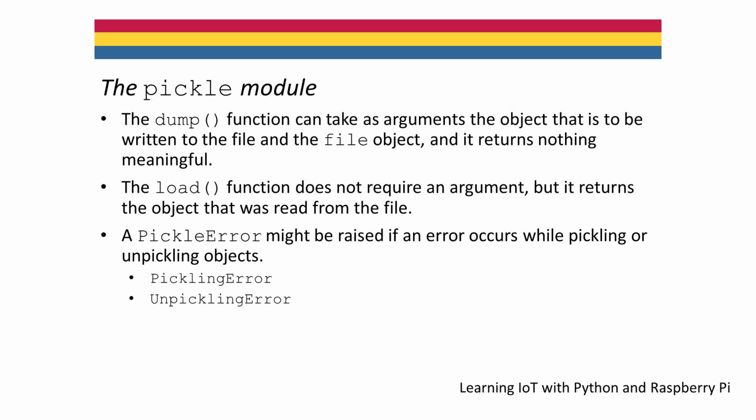A file that contains pickle data is in binary. Hence, a file to which pickle data is to be written must be opened with the mode WB, and a file from which pickle data is to be read must be opened with the mode RB.